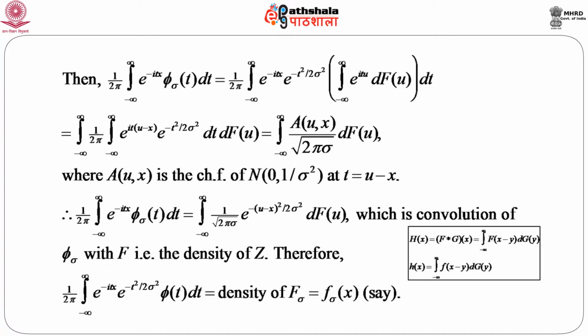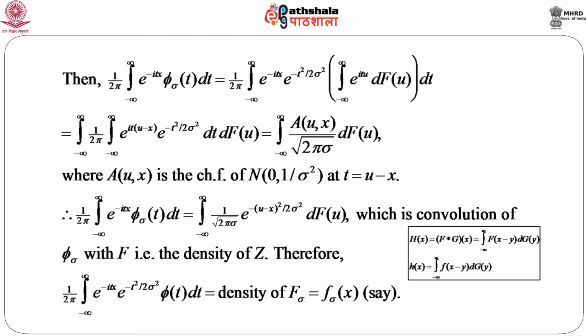Then consider this integral, 1 by 2 pi, integration from minus infinity to infinity, e to the power minus i t x phi sigma t dt. Now, what is phi sigma t? We have already seen that this is e to the power minus t square by 2 sigma square into phi t. Now, what is phi t? Phi t is the characteristic function corresponding to capital F. So, it is minus infinity to infinity e to the power i t u dF u, dt. Just a little bit of algebra we will get immediately.